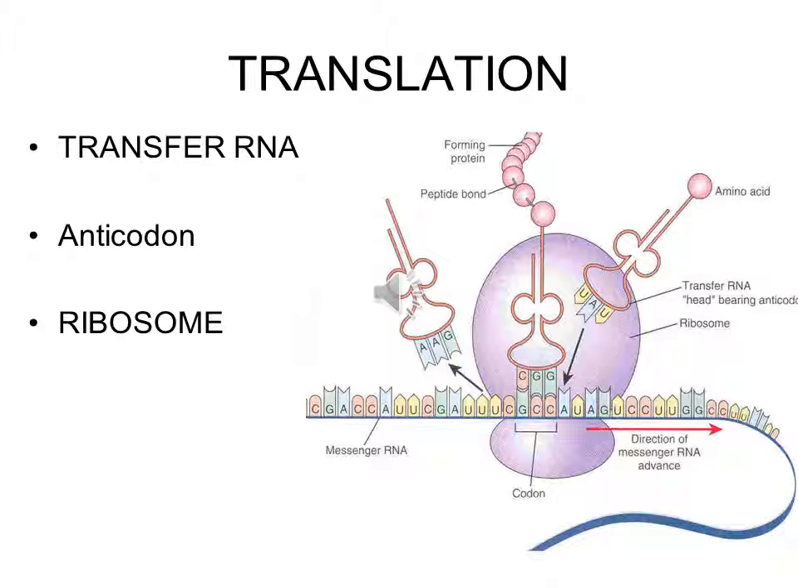This is simply like stringing together a necklace made out of beads. And if you want the beads in a certain order, the messenger RNA is telling you the order that the beads need to be put in. So if you were going to make a necklace that had your name on it, the amino acids would be strung together so that your name would be revealed.